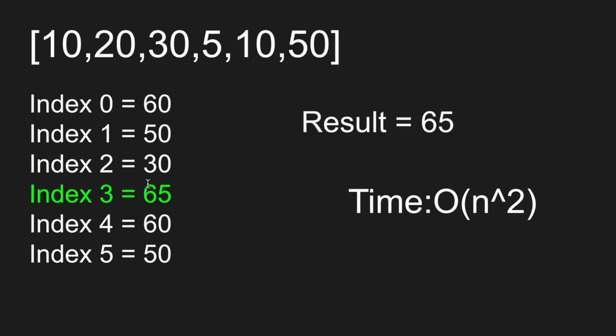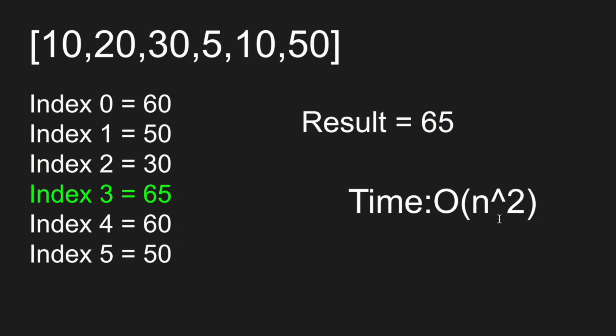At index 1, the sum is 50. Index 2, sum is 30. At index 3, the sum is 65. At index 4, the sum is 60. And at the last index, the sum is 50. And obviously, the maximum value that we can have is 65, so that will be our result.